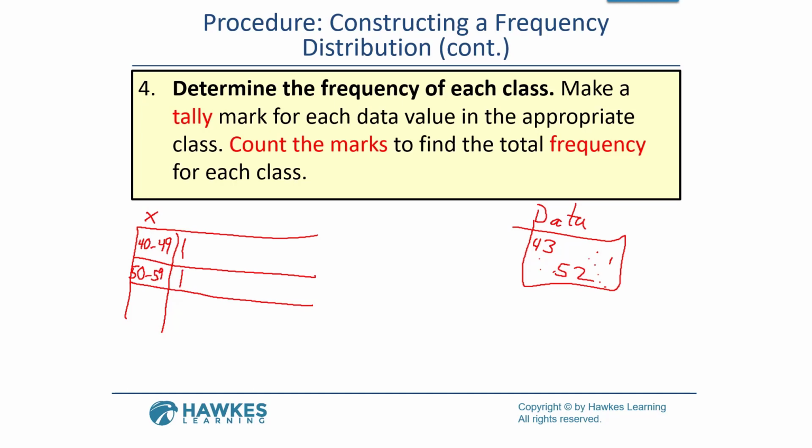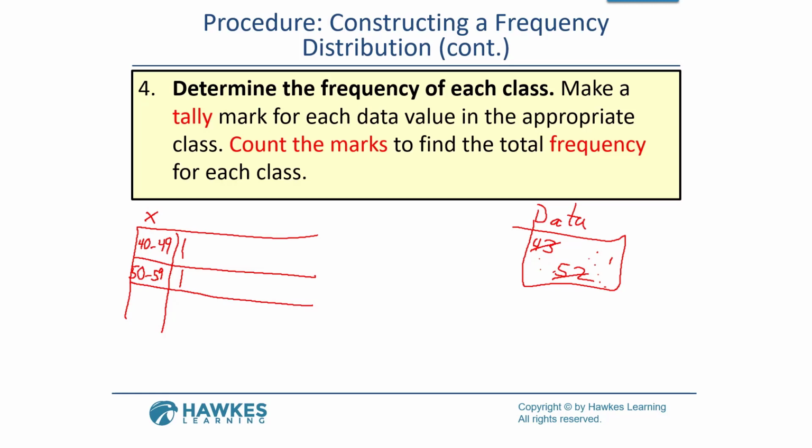mark there. What you might also want to do as you're putting your data in the right classes, when you put 43 in, check it off. That way you don't have to look at it again. When you put 52 in, mark it off. That way you know which ones have been used and which ones have not been used, and you don't mark for the 52 value twice. You count it too many times.